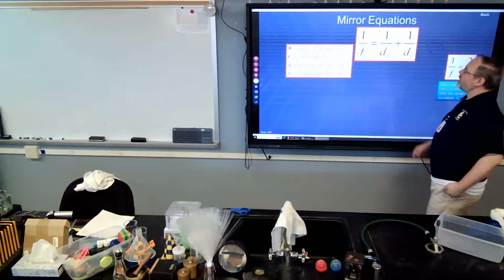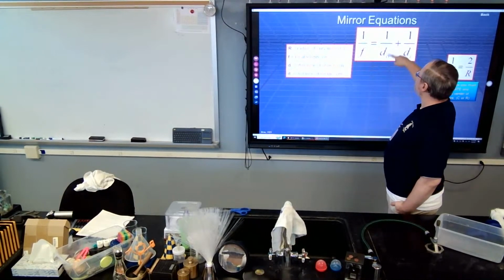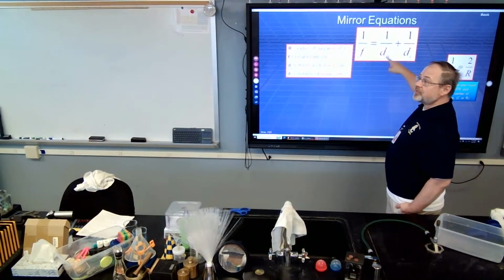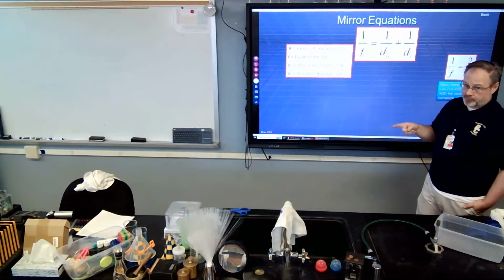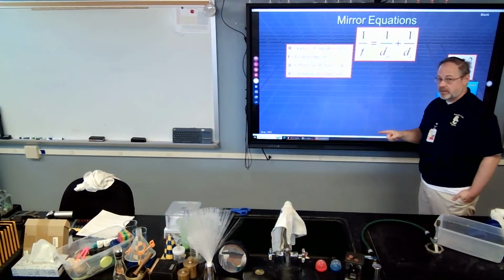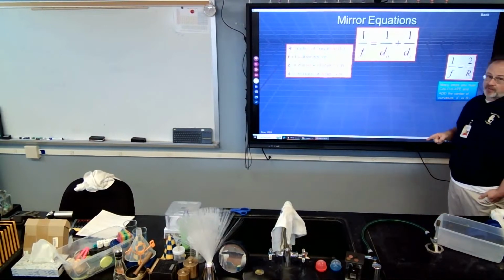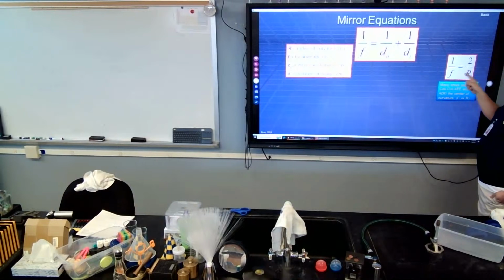So F is the focal distance. DO is the distance of the object from the plane of the device. DI is the distance of the image from the plane of the device. And with a mirror, the focal distance is half the radius of curvature. And I do not know why they show it that way.